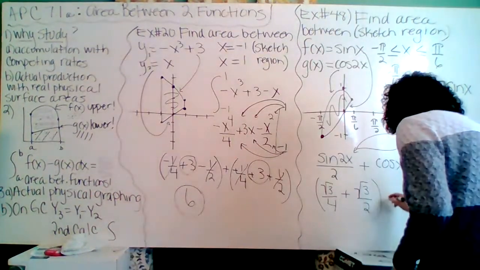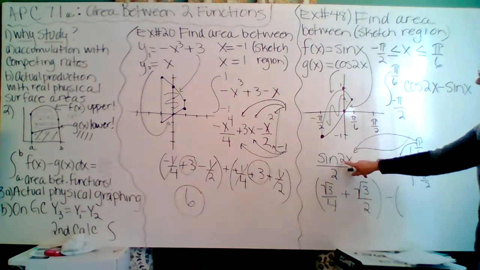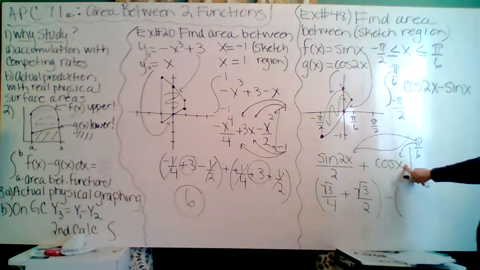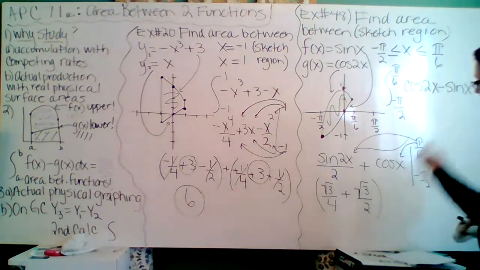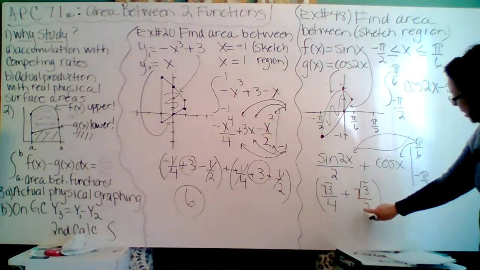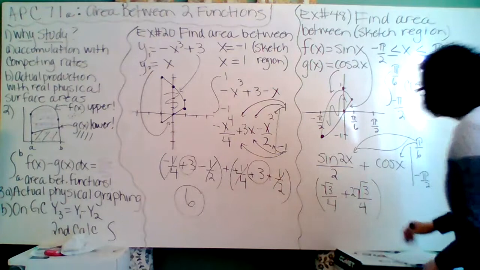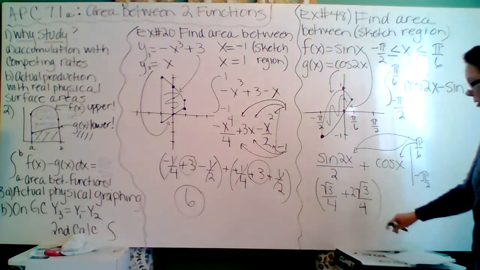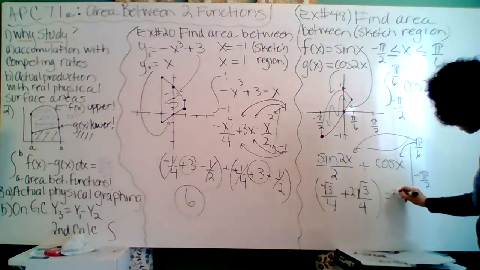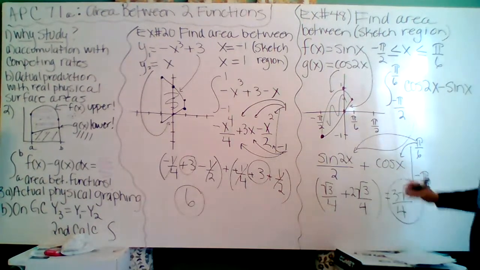Let's do our f of a minus. When I put in a negative pi over 2 here, I have sine of a negative pi, which is 0. When I put in a negative pi over 2 here for cosine, it's also 0. So our f of a was 0. So we need a common denominator. I'm going to multiply the second fraction top and bottom by 2. So this is still the square root of 3 over 2 here, but now I can add them. I have 1 square root of 3 over 4 and 2 square roots of 3 over 4. And my final answer for the area is 3 square roots of 3 over 4.